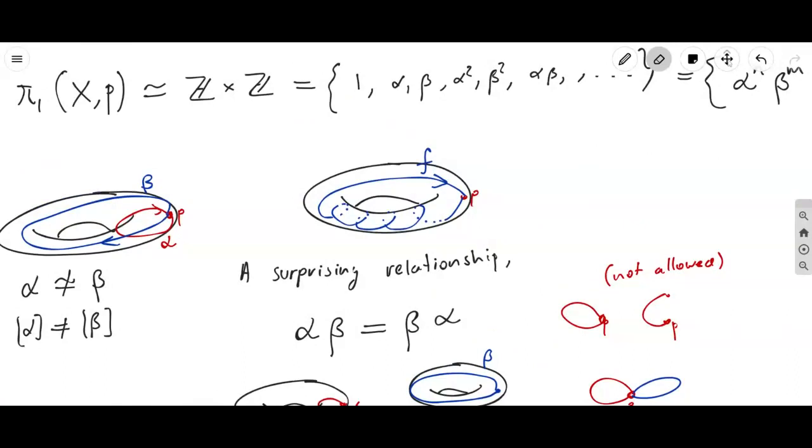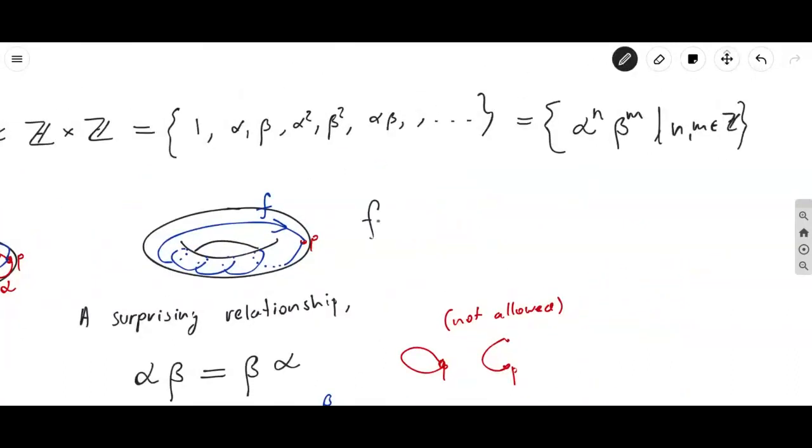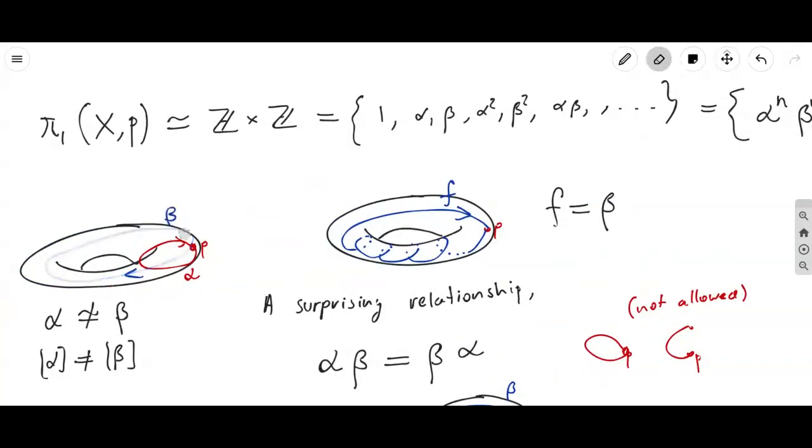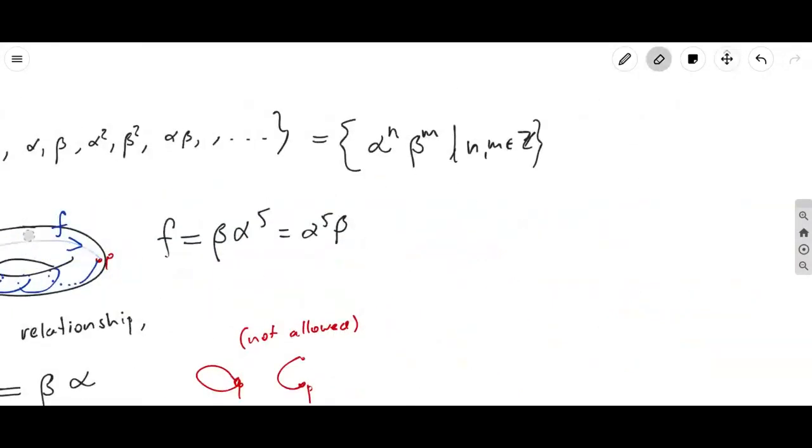If you look at this path f, how would you express f in terms of alpha and beta? The f from the picture goes around one time around the larger radius, so that would be just one copy of beta. It depends on the orientation, and you can see it follows the same orientation. Then the orientation on the alpha goes like this. How many times does it wind around? 1, 2, 3, 4, 5. I guess it's 5 times. So you would have beta times alpha to the 5th, and because it's commutative, you can write it like this. That's how you express this particular homotopy class.